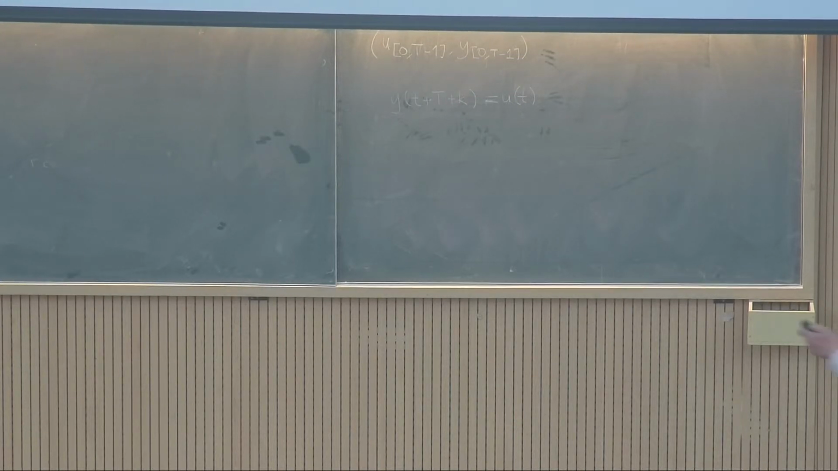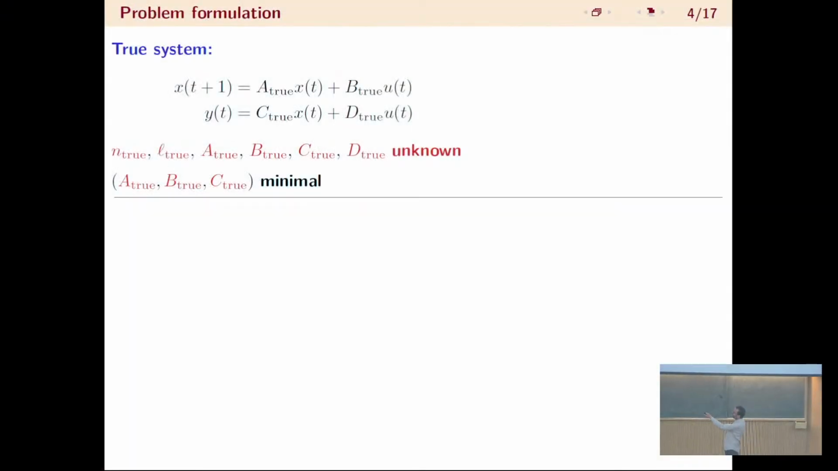I have a true system given by A true, B true, C true, D true matrices. But all these matrices are unknown. Even the size, even the number of states is unknown, which I'm going to denote by n true. And the lag of the true system is unknown, which I denote by L true. So there is an unknown system with these true parameters and matrices. What I assume, though, is that the (A true, B true, C true) triple is minimal. So (A true, B true) controllable, (C true, A true) observable. Okay?